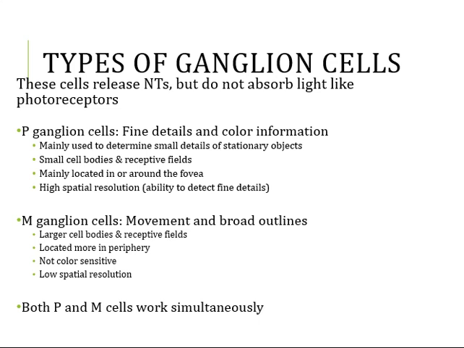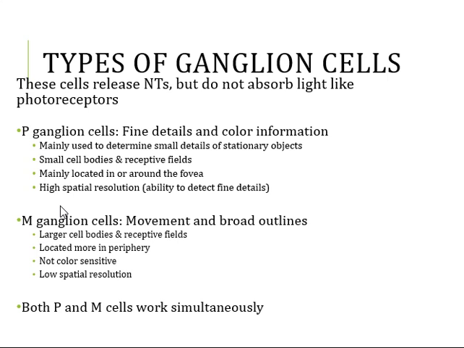First we're going to talk about P ganglion cells, which are parvocellular ganglion cells, and these are responsible for fine details and color information. They're mainly used to determine small details of a stationary object. They have smaller cell bodies and small receptive fields, so they're more specific in what they pick up. They're mainly located around the fovea, and they have high spatial resolution, so they're able to pick up fine details, which would make sense. They have better spatial resolution because they're more selective, having a smaller receptive field.